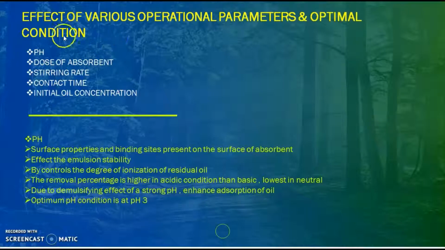Thank you. Okay, so the next objective is to evaluate the effect of various operational parameters and optimal condition. So these are the operational parameters that I will cover.